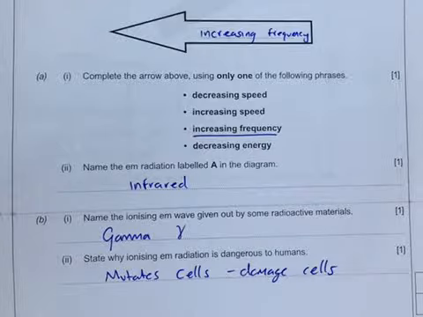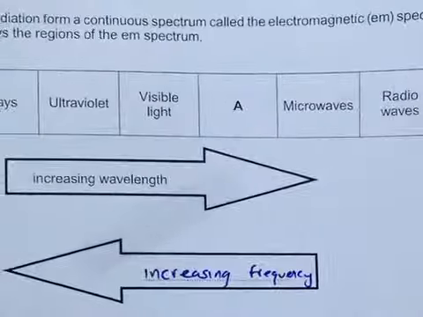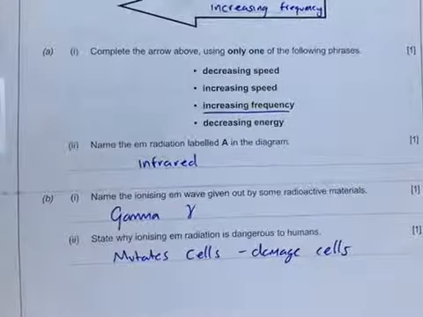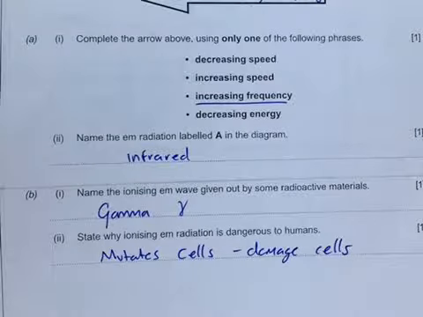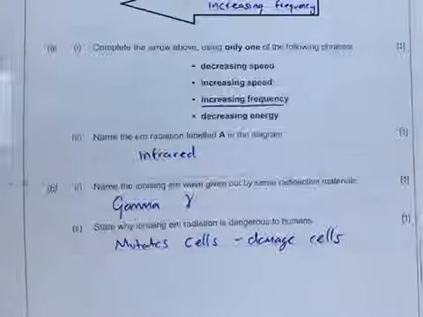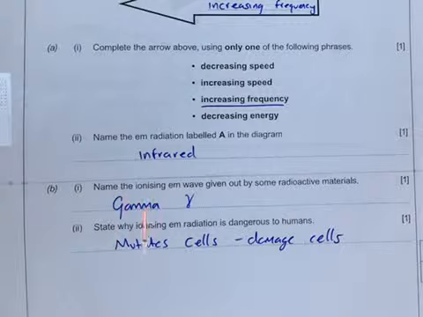Name the EM radiation labeled A. I've said that's going to be your infrared. Then name the ionizing EM wave given out by some radioactive materials. Be forgiven for putting X-ray here because it is ionizing, but the one you want, especially for radioactive materials, is gamma. That's just the symbol there. So it's a gamma ray.